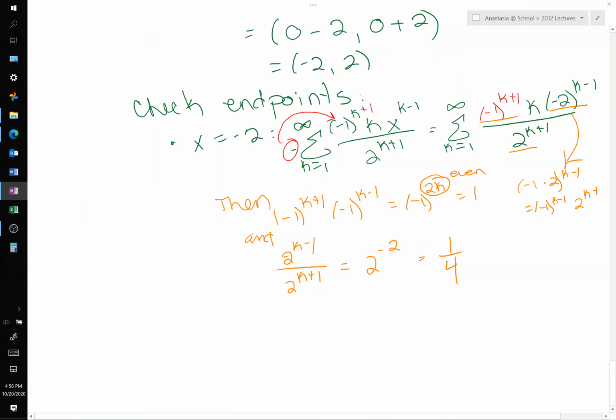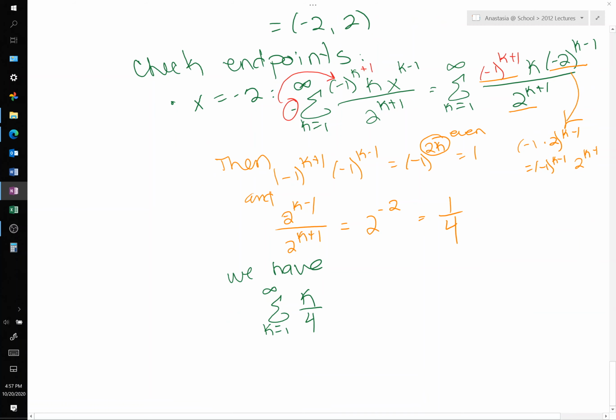So this means that we have the sum from k equals 1 to infinity of our negative signs all end up canceling out, which just gives us a 1. We have this k here. The 2's end up giving us just a 1/4. So we have something that looks like k over 4. So the sum from k equals 1 to infinity of k over 4. And this is the series that we get when x is equal to -2.